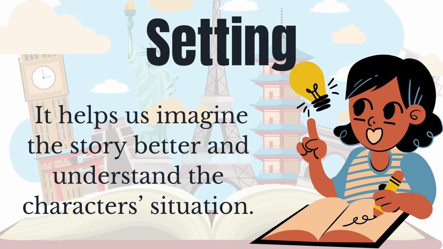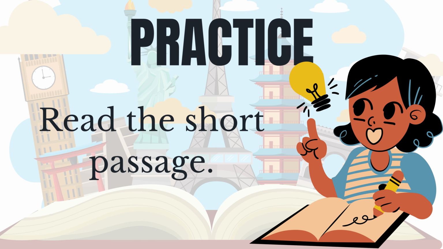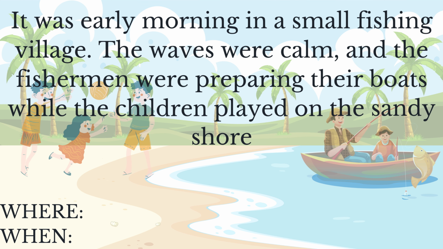Let us now try to practice what we learned. I will read a short passage and I want you to listen carefully. After that, we will identify the setting of the story. Are you ready? Okay, let's try it. The first one is: it was early morning in a small fishing village. The waves were calm and the fishermen were preparing their boats, while the children played on the sandy shore. The first question: where does the story happen?